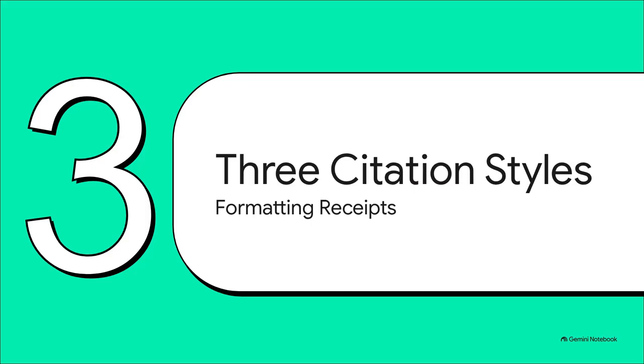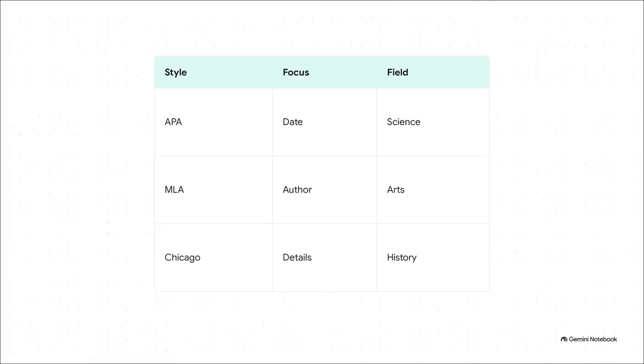Okay, let's dive into Section 3, the three citation styles. Meet the big three: APA, MLA, and Chicago. And this perfectly illustrates why they exist. They actually focus on totally different things based on the subject you're studying. APA, the American Psychological Association, cares a whole lot about the date something was published.